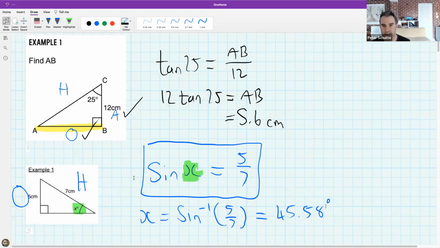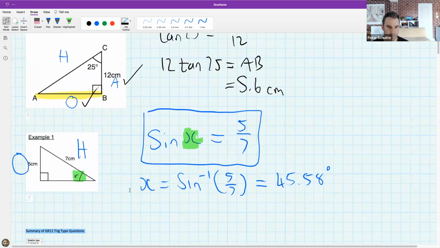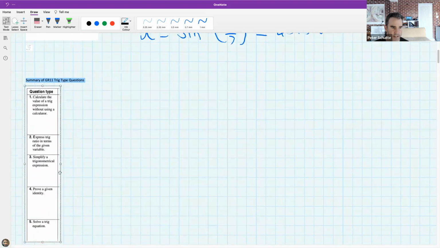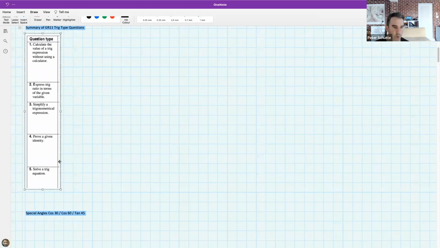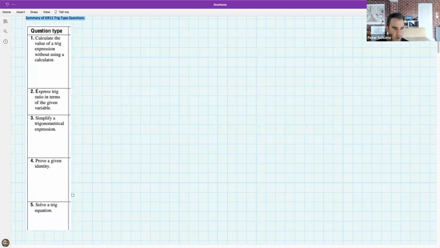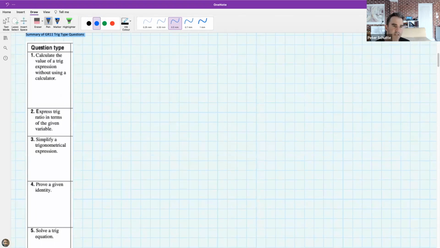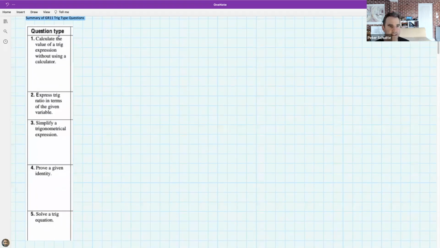Okay, so as we go into grade 11 trig, there are a couple of different question types that we have to encounter. And so I just want to make sure that I preview them a little bit. We're not going to do all of them tonight, but just have a quick look through what they might look like. So the first one is calculate the value of a trig expression without using a calculator. And I'm going to do some work on that in a moment. And we use something called special triangles, and we also use the reduction formula.